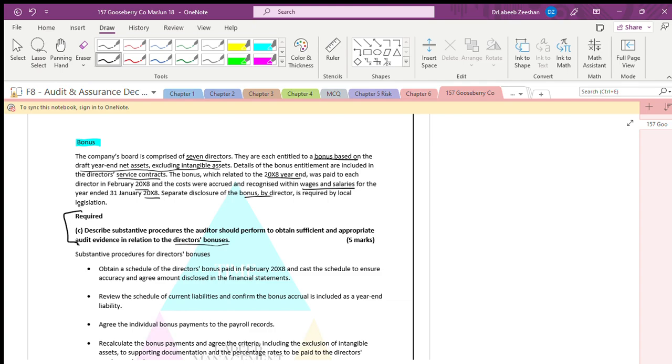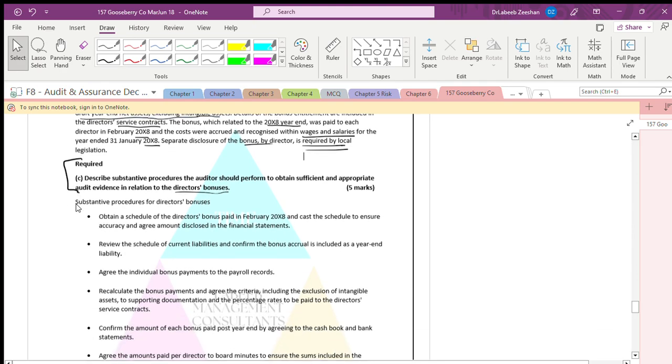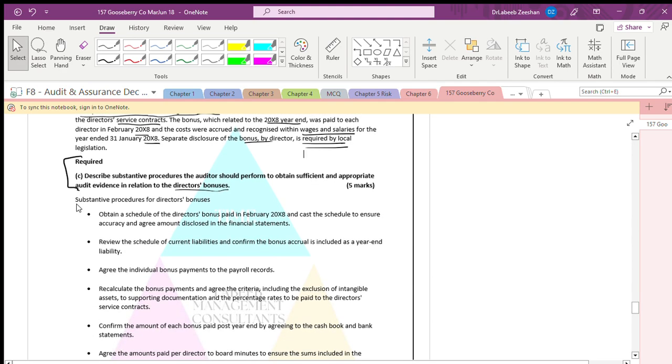What does the local rule say? If you are giving it to the directors, local rules, regulations and legislation say that you have to make a separate disclosure. Fine. Now, details of transactions, account balances, disclosures, analytical procedures: four points we have to always keep in mind. How do we do it?